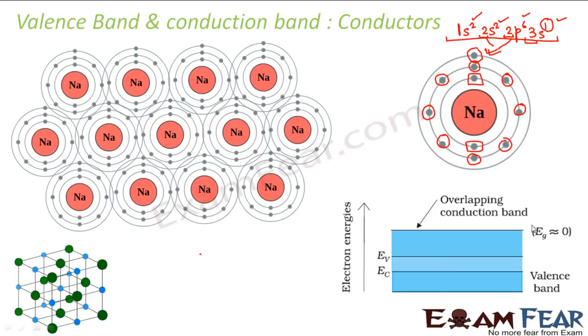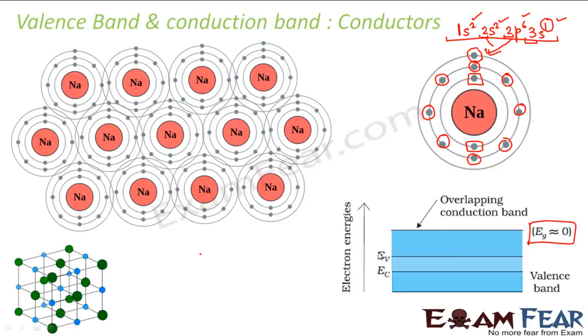That means in this case, the energy gap is approximately 0. There is no energy gap between the valence band and the conduction band, because you really don't need to supply some huge external energy to push the electron from the valence band to the conduction band. As a result, in case of conductors or metals, you have overlapping conduction band and valence band.